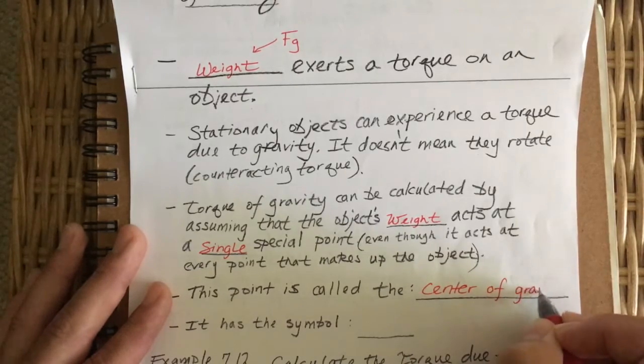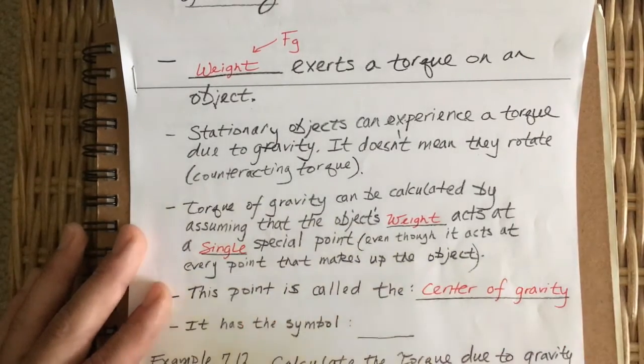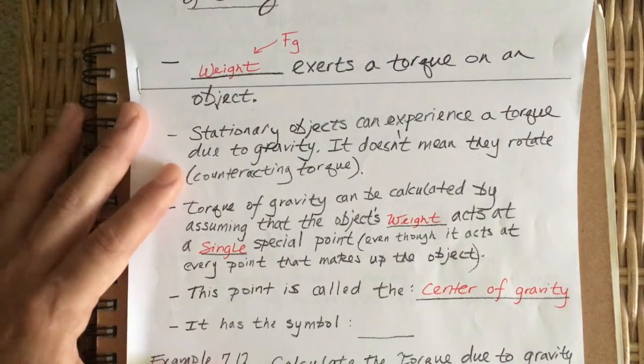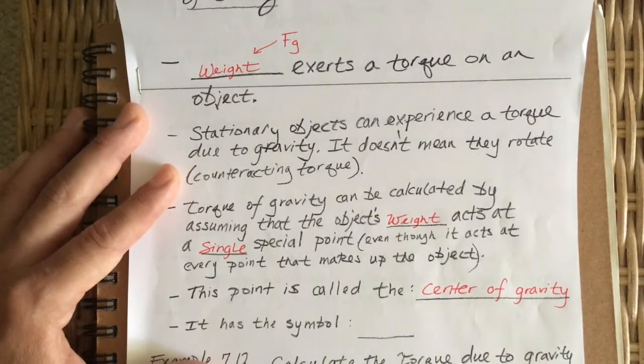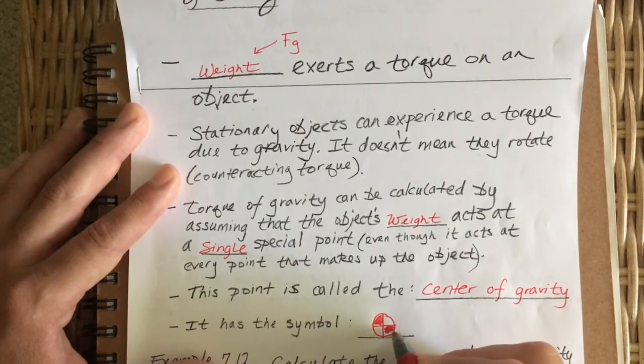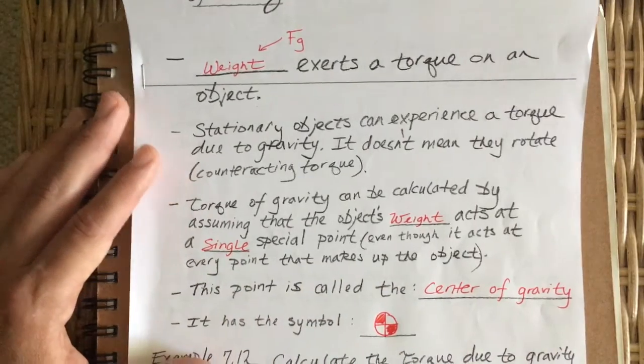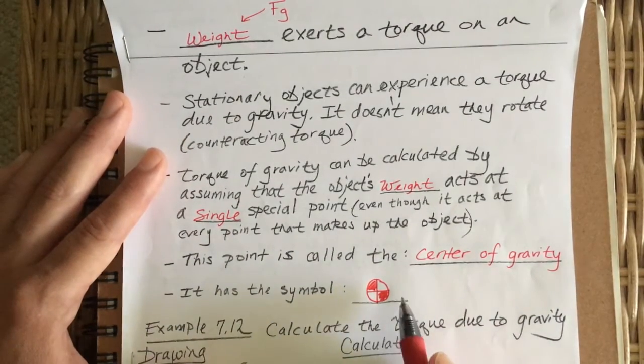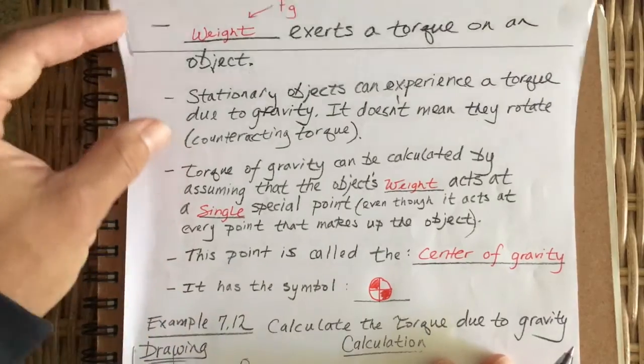Now you might think, well, is this the same as center of mass? And yeah, for our use of it in this class, it's pretty much the same idea. Obviously, one is mass, one is gravity, but it's the same idea. The symbol here is a circle, kind of divided in fourths. Then you go ahead and color in two of the sides like that. So we use this symbol to designate center of gravity.